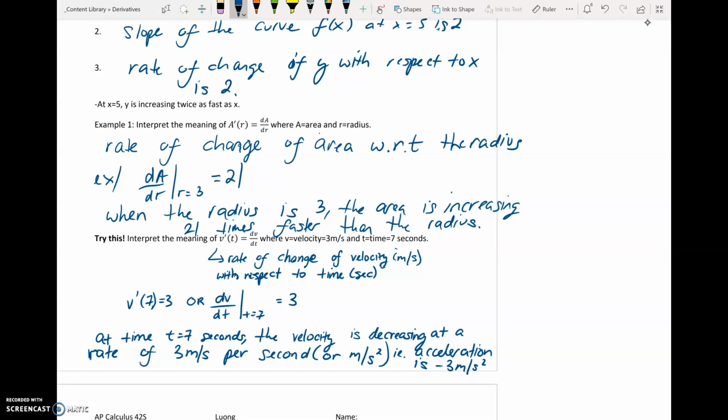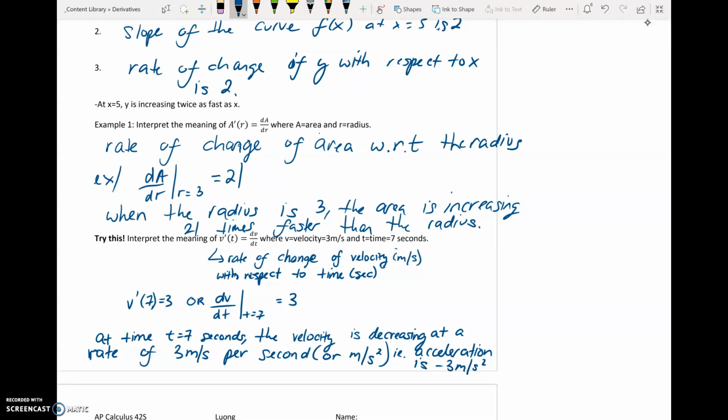This means at time t equals 7 seconds, your velocity is increasing, or it could also be decreasing in this case because we're not given the direction in your velocity. So the velocity could be increasing or decreasing at a rate of 3 meters per second. When you're looking at the rate of your velocity, it would be 3 meters per second. Or in other words, this is also your acceleration, which is meters per second squared.